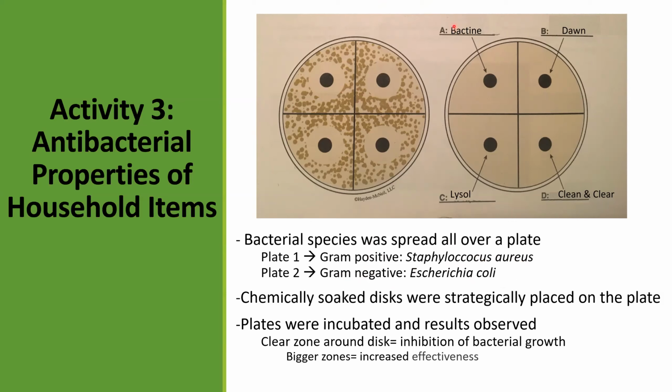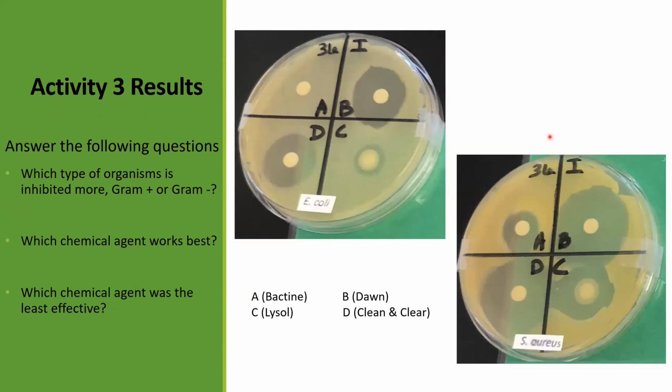You would use one disc soaked in Bactine, and you would place it in quadrant A. You would take one disc, soak it with Dawn, which is the dish soap, and put it in quadrant B. You would take one disc and soak it in Lysol. So you're going to saturate these discs essentially in a cleaner. So here, Lysol, put in quadrant C. And then you take one disc and saturate it with Clean and Clear, which is a face wash that is used for acne-prone skin. So acne is due to bacteria. And then you would put that in quadrant D. And then you would see what happens to your plates.